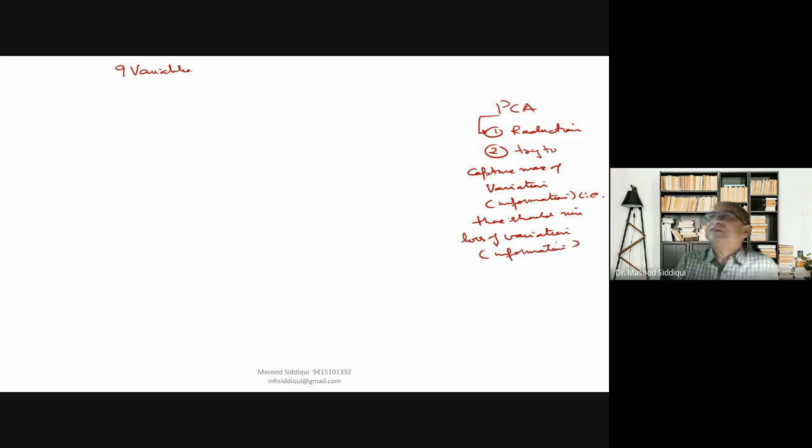Remember these two things. Now, here we have variables and here we have dimensions. Initially, we have 9 variables and the best reduction would be, just a moment.